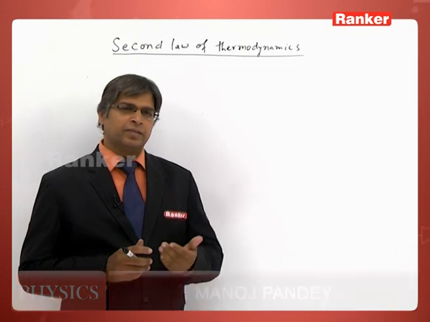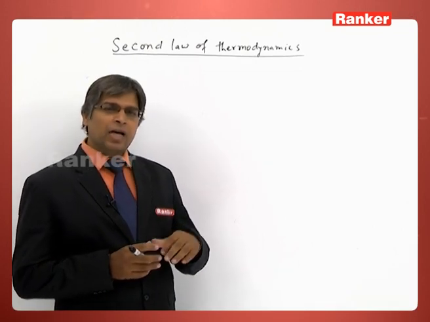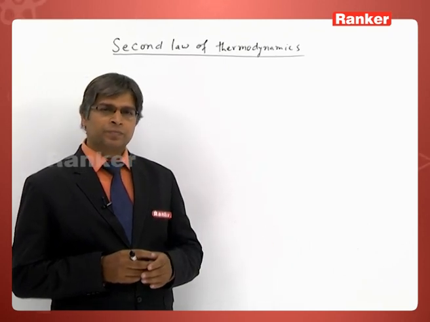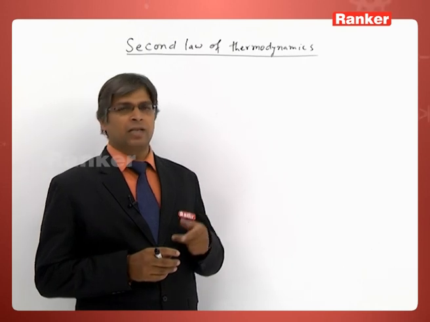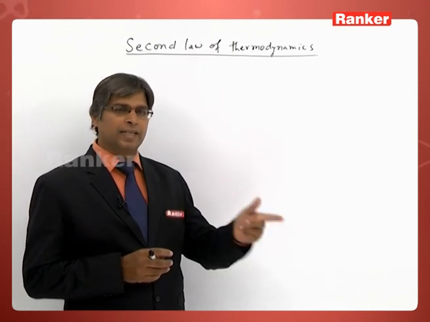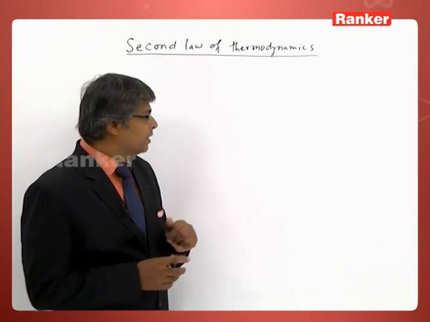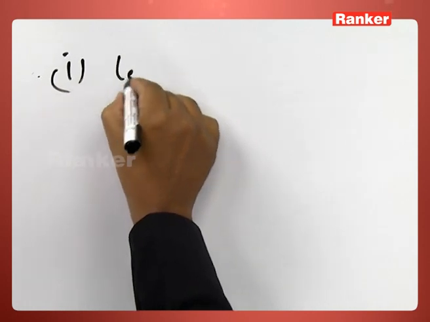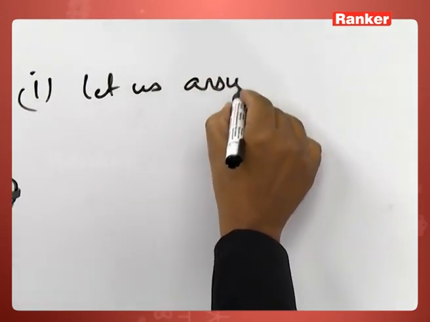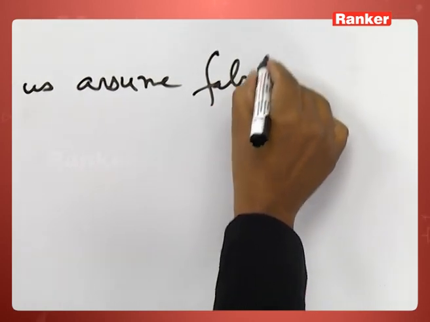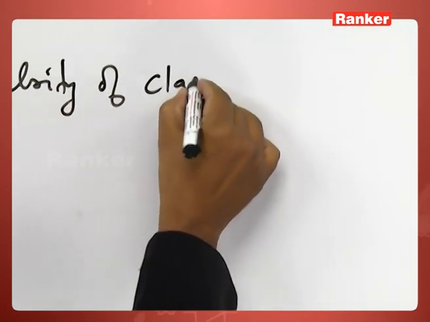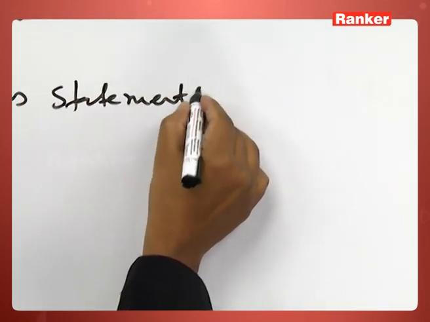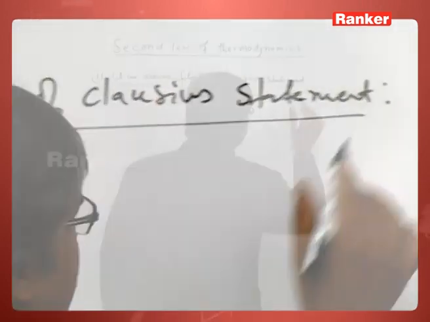In order to prove that, we will first prove that if Clausius statement is false, then Kelvin-Planck statement will also be false. If Kelvin-Planck statement is false, then Clausius will be false. If this is true, that is true. If that is true, this is also true. So point number 1, let us prove that. Let us assume falsity of Clausius statement. So I have assumed that the Clausius statement is false.